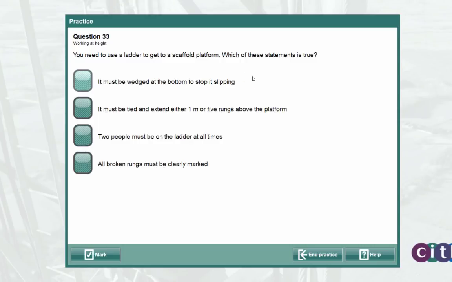You need to use a ladder to get to a scaffold platform. Which of these statements is true? It must be wedged at the bottom to stop it slipping. It must be tied and extend either 1 meter or 5 rungs above the platform. 2 people must be on the ladder at all times. All broken rungs must be clearly marked.